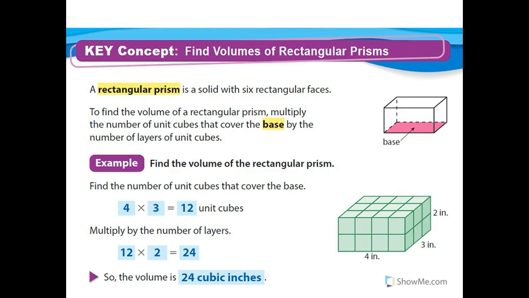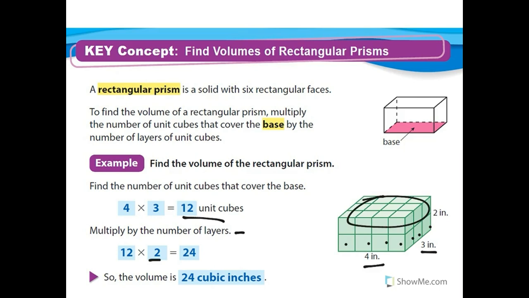So in our example here, find the volume of the rectangular prism. Find the number of unit cubes that cover the base. So 4 times 3, right? Because there's 4 in the front, 3 on the side, so 4 times 3 is 12. And then multiply by the number of layers. There are 2 layers. So 12 unit cubes, right? And then 2 layers, that's 24. So the volume is 24 cubic inches.